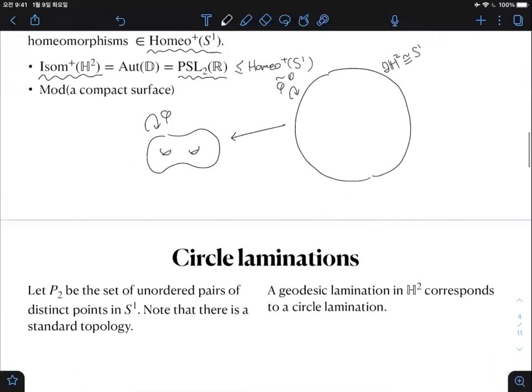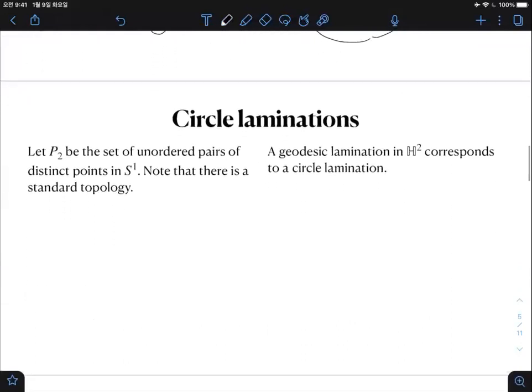Now I'd like to introduce the circle lamination. First of all, before defining circle laminations, we need to translate the geodesic as a boundary circle object. When we have a geodesic, it gives two boundary points, which are the endpoints of the geodesic. And conversely, for any two given boundary points, we can draw a unique geodesic joining them.